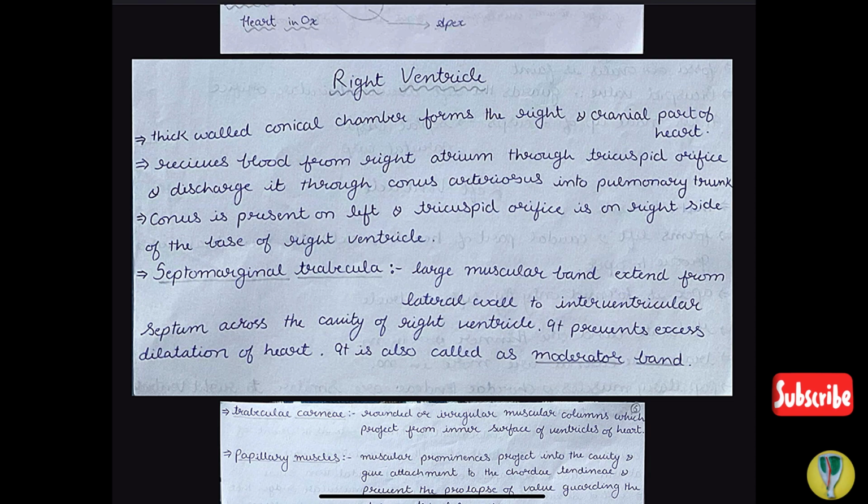The right ventricle is a thick-walled conical chamber which forms the right and cranial part of the heart. It receives blood from the right atrium through the tricuspid orifice, which is guarded by the tricuspid valve, and it discharges the blood through the conus arteriosus into the pulmonary trunk. Okay, so first thing, the right ventricle is thick walled. Ventricles are thick walled and atria are thin walled. But between the right and left ventricle, the left is thicker.